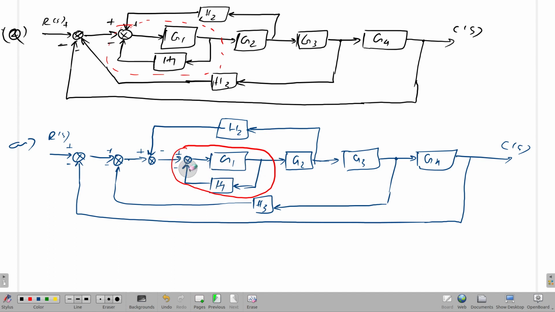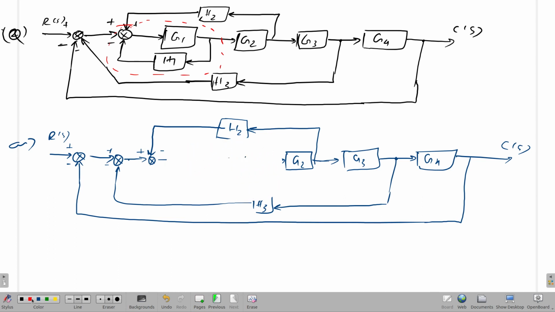So this one will become what? This will become G1 by, it will become a new block, that is G1 by 1 plus G1 H1, right? G1 by 1 plus G1 H1, right? That gets cascaded with this G2. So it will be G1 into G2. So let me write it here and erase this G2 here. Okay, so that is gone.